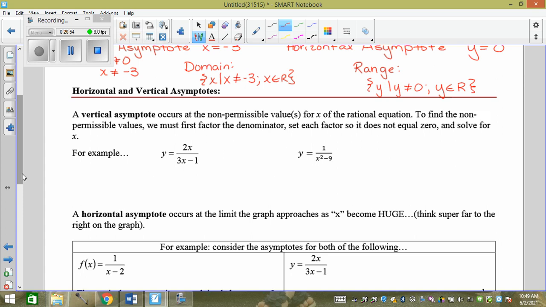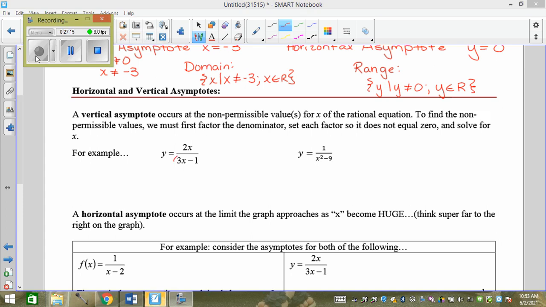This first one for the horizontal asymptote, is this just a number over a variable? Nope. So see if you can maybe guess what it might be. And is the second one a number over a variable? Yeah, so you can use your rules for horizontal asymptote stuff. So try these out. Do your NPVs.